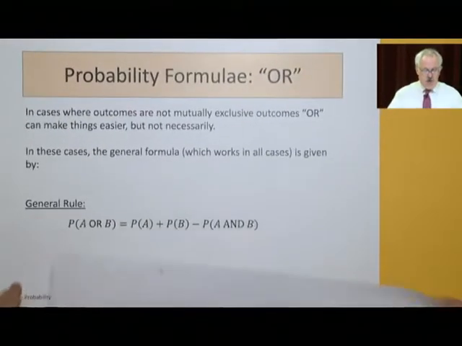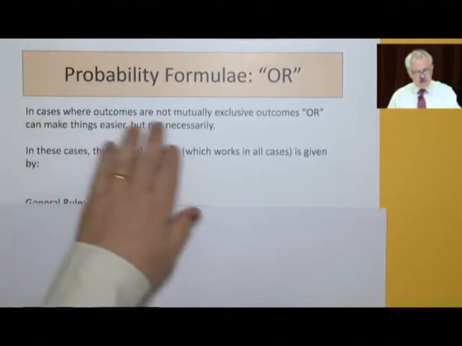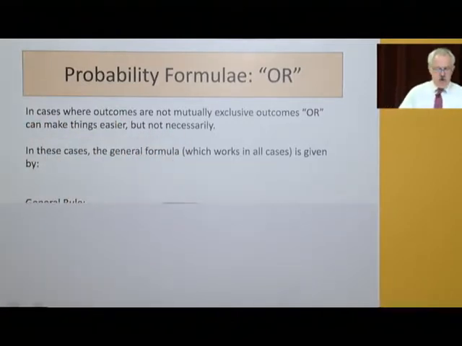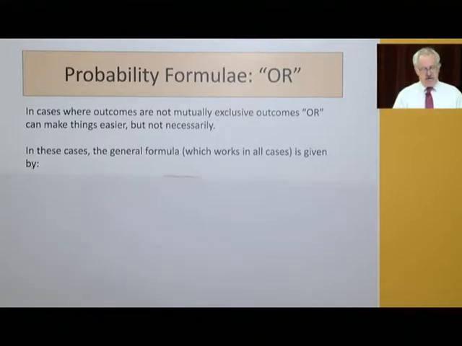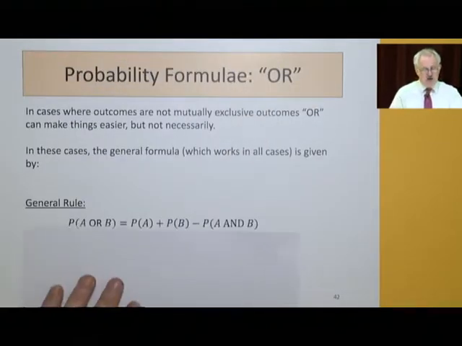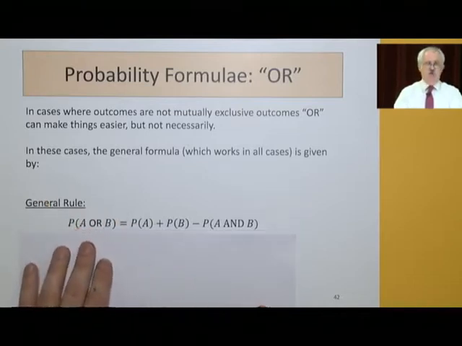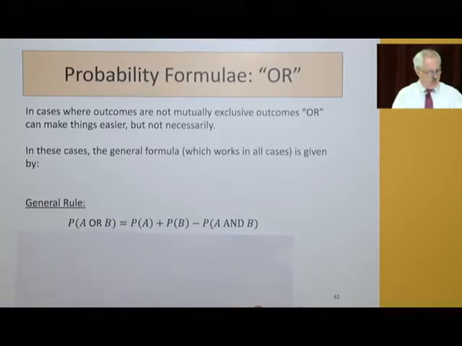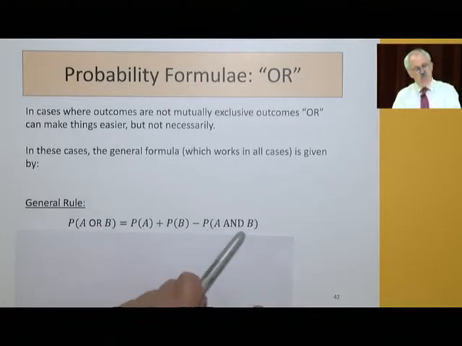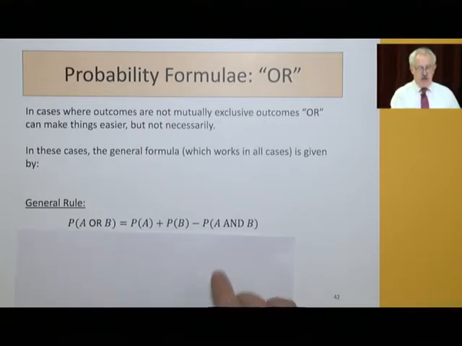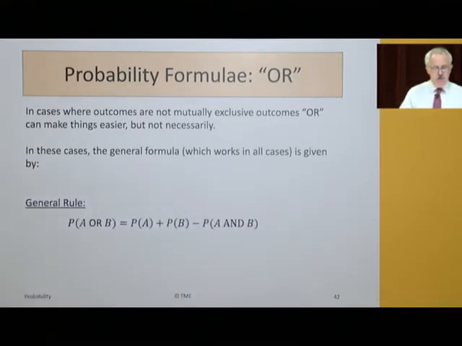The general formula for OR is that in cases where outcomes are not mutually exclusive, OR can make things easier, but not necessarily. In these cases, the general formula which works in all cases is given by this. That formula is the general rule, and you can use it even in the case of the special rule. It always works for OR. So P(A or B) is P(A) plus P(B) minus the probability of both A and B. So let's see if we can make use of that.